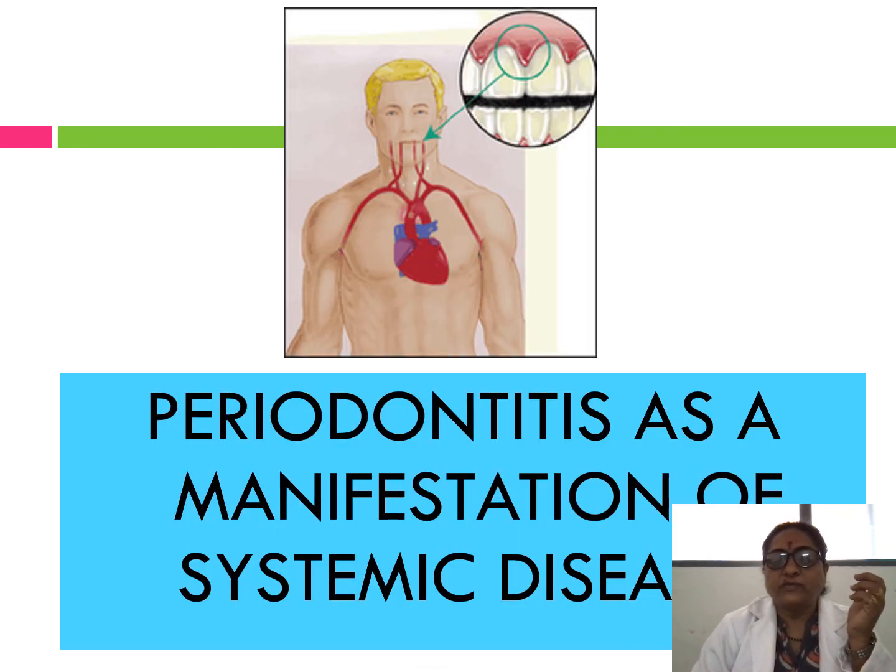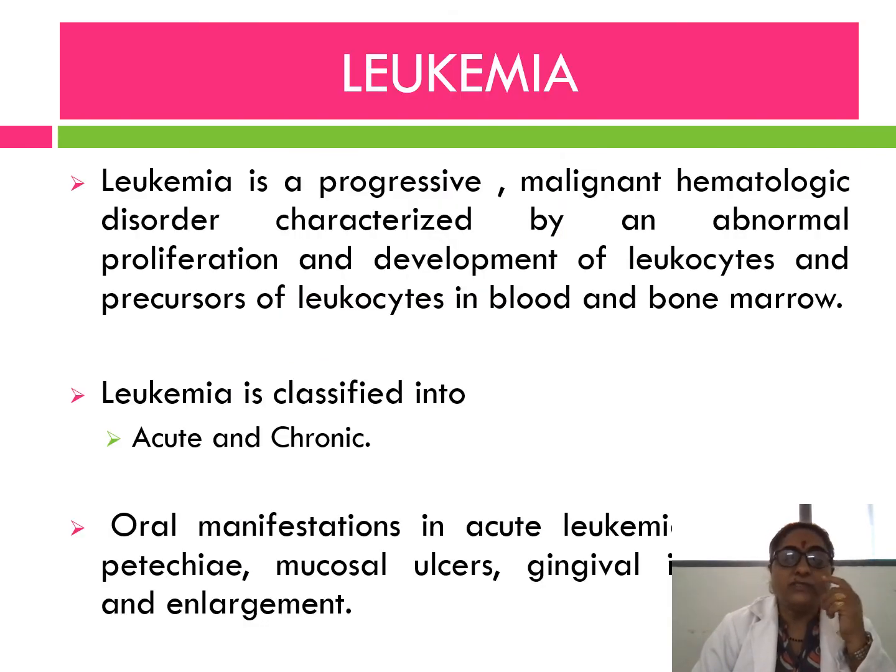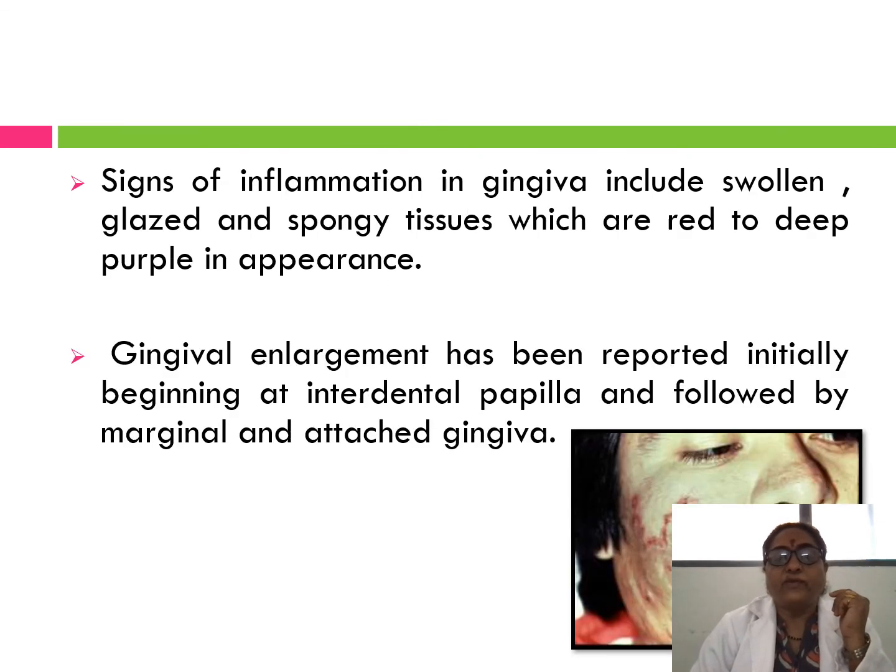Periodontitis as a manifestation of systemic diseases is also seen, such as leukemia. Leukemia, as you all know, is a progressive malignant hematogenic disorder characterized by abnormal proliferation and development of leukocytes and precursors of leukocytes in the blood and bone marrow. Leukemia is classified into acute and chronic. Among the signs and symptoms are signs of inflammatory cells, like swollen gingiva, glazed and spongy tissues, which are red to deep purple in appearance.